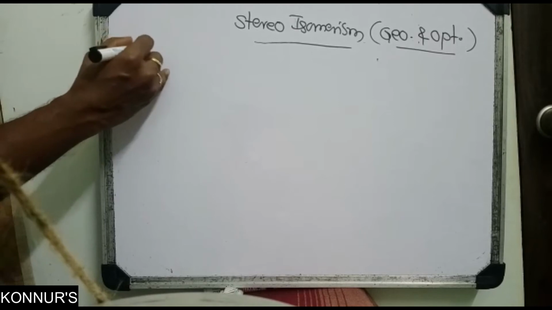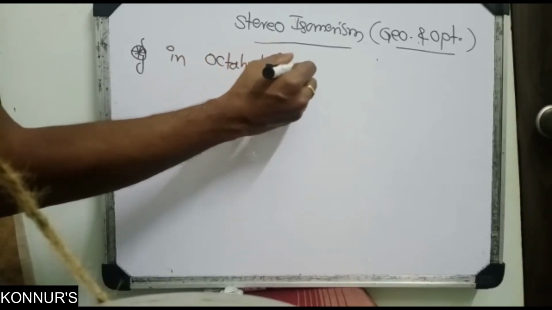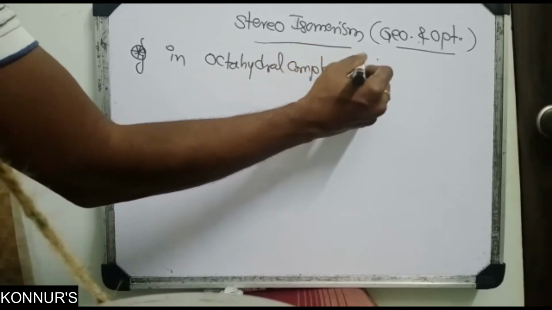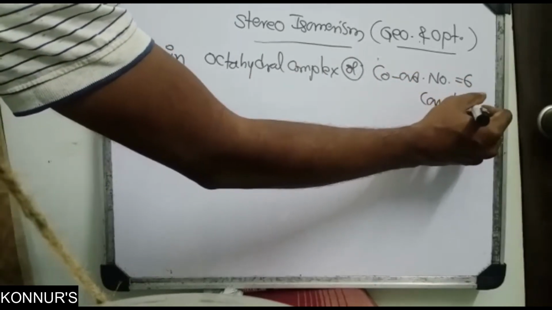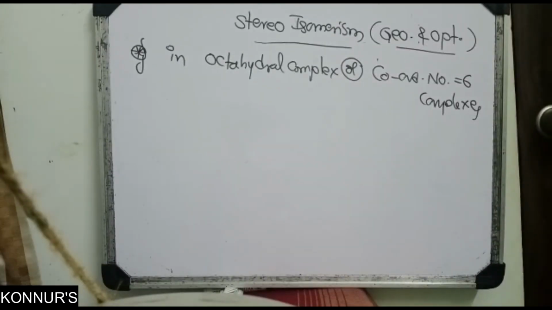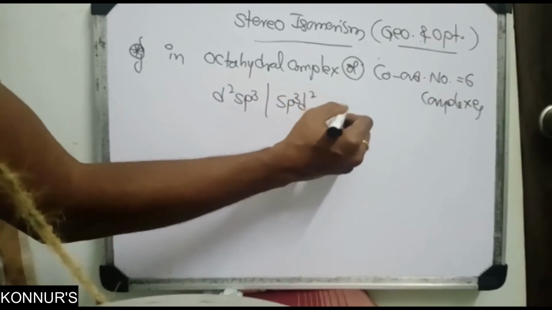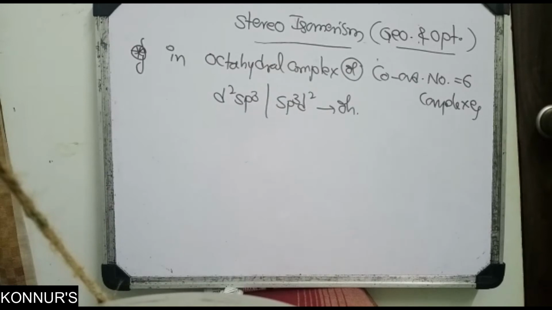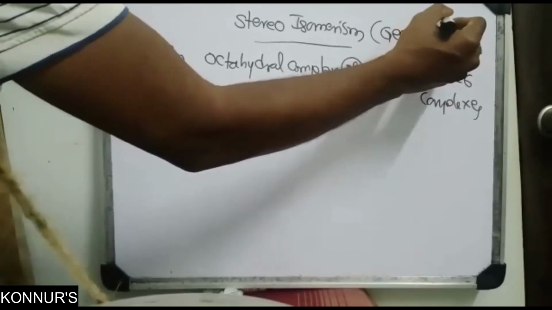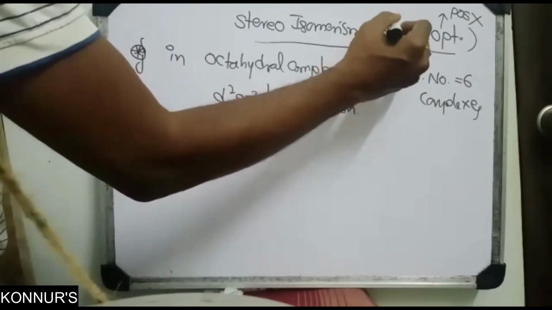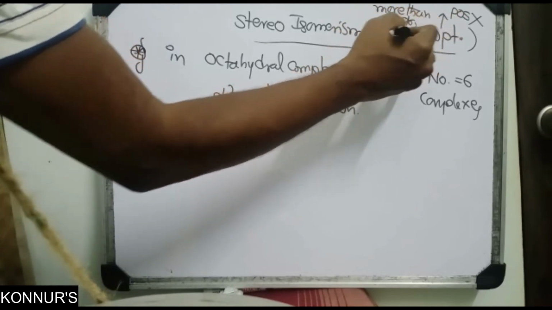Next, stereoisomerism in octahedral complexes. Octahedral complex, otherwise coordination number 6 complexes. Here d2sp3 or sp3d2 has an octahedral structure. At a time we will discuss geometrical and optical isomerism here. Geometrical means you must remember more than one structure possibility. Optical activity means plane of symmetry absent. Geometrical means more than one structure. If more than one structure is possible, you directly write it is geometrical.